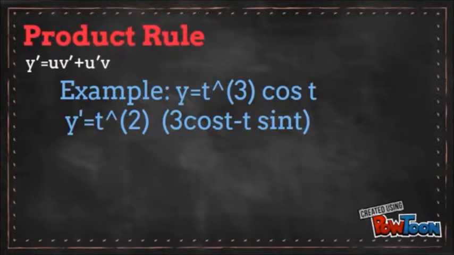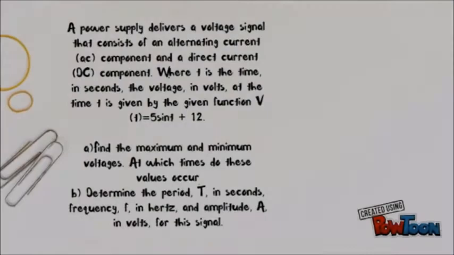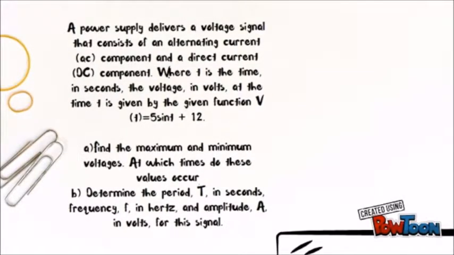Now, by using the knowledge of derivatives of sinusoidal functions, we can apply our knowledge in solving an application question. Here is an example of an application question. A power supply delivers a voltage signal that consists of an alternating current component and a direct current component, where t is the time in seconds, the voltage in volts at time t is given by the function V(t) equals 5 sine t plus 12.